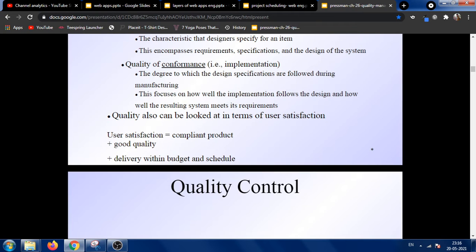So quality can be looked at in terms of user satisfaction, because when you say any product is of good quality, we ask how the customer feels about the product. So here, user satisfaction is equal to compliant product plus good quality, plus delivery within the budget and the schedule. Because when any customer receives a product, they always need a product of good quality, and it should be delivered on time, and within the expected financial constraint.